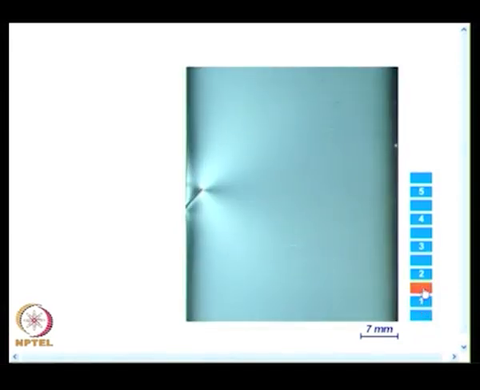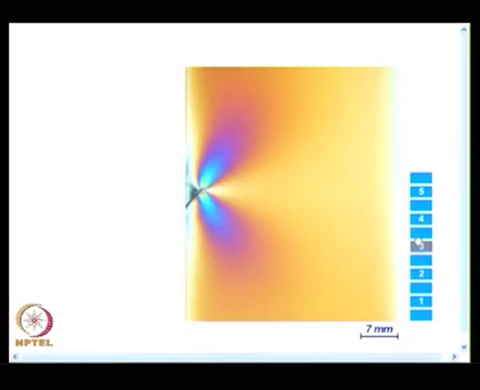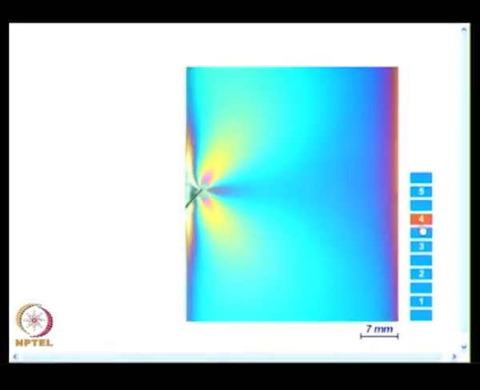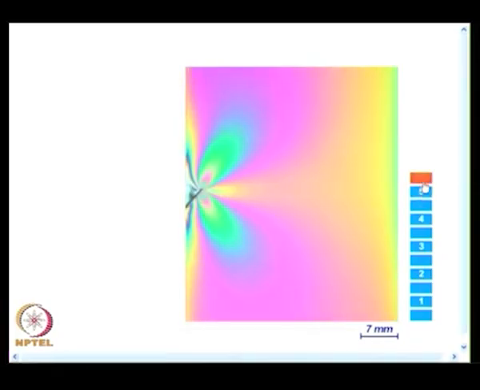I slowly increase the load and you could see how the fringes develop. So, you have fringes on this side and you have fringes on the other side, they are of different sizes. So, in an actual structure, when you do a photoelastic testing, if you find the fringes are of different sizes and they are not symmetrical, you can immediately conclude that this is a mixed mode situation.